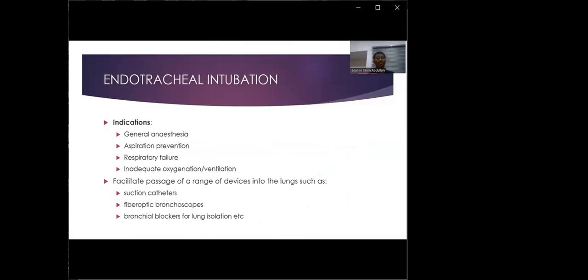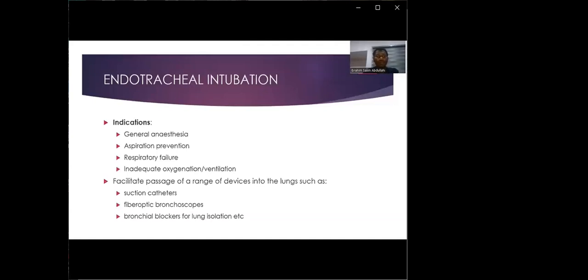So the indications for endotracheal intubation include general anesthesia and aspiration prevention, that is protection of the airway. Especially in the intensive care unit, patients with low GCS, less than 8, are advocated to be intubated to protect the airway. It is also used in patients with respiratory failure or inadequate oxygenation or ventilation, so that they can be placed on mechanical ventilation. And then it facilitates passage of a range of devices into the lungs, such as suction catheters for tracheobronchial toileting, used in patients with aspiration pneumonitis, or the fiber optic bronchoscope, which can be passed for diagnostic or therapeutic purposes.